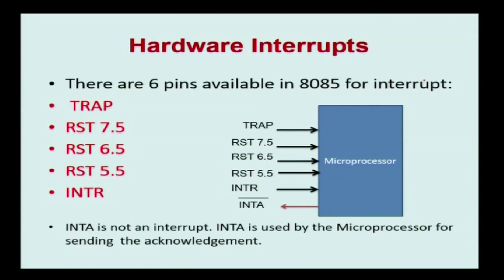The last one is INTR, which is named interrupt request. Interrupt request has the acknowledgement signal INTA, which is an active low signal. So this is also called a handshake signal. This INTR is mainly used for software interrupts. There are 6 pins available in 8085 for the interrupt process. Among the 6, only 5 are interrupt request pins. The 6th one is the interrupt acknowledgement, only for the interrupt request pin.